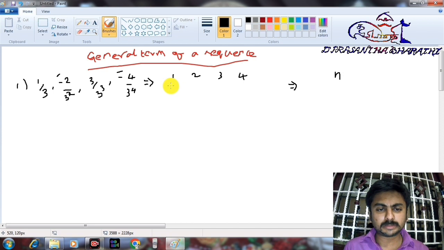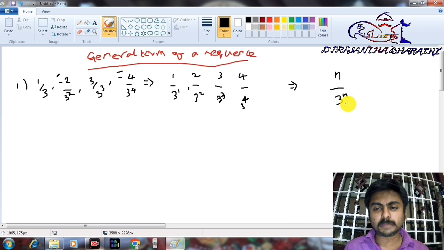In the denominator we are having 3 and 3 square and 3 cube and 3 power 4. So for n equal to 1 we are having 3 power 1. For n equal to 2 we are having 3 power 2. For n equal to 3 we are having 3 power 3. So on n equal to 4 we are having 3 power 4. So definitely the nth term will have 3 power n.